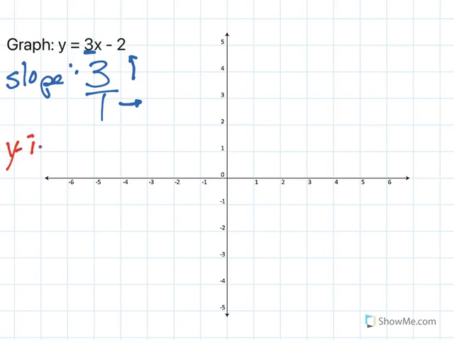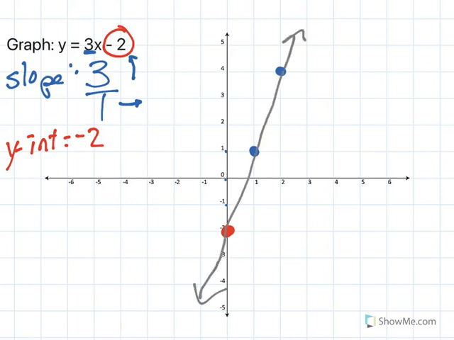And the y-intercept. You'll notice it's a minus 2. So my y-intercept is minus 2. That means we are going to start this problem by going down 2 on the y-axis. Now my slope is 3 over 1. So I'm going to go up 3, to the right 1. And there's my second point. Up 3. I can do this as many times as I want. And then we're going to draw what should be a straight line through the points.